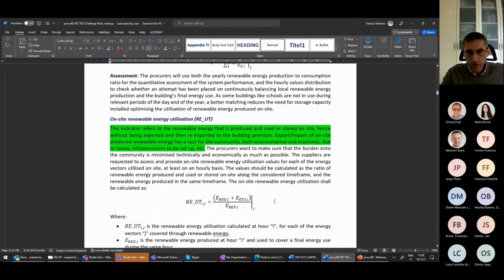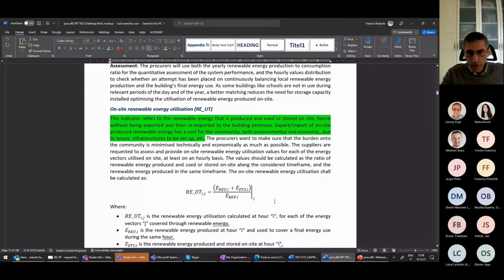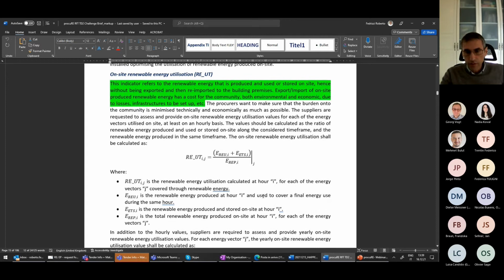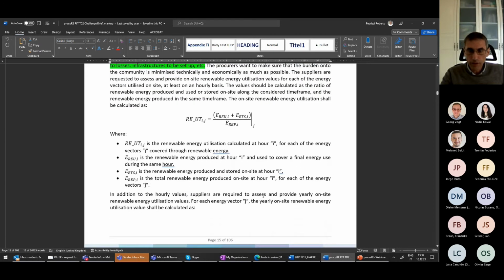And finally, what we want to understand is, from another perspective, very similar to the previous one, how much of the energy which is produced on site is directly used or stored. So again, using renewable energy production as a basis, we want to understand how much of that is directly used or stored on site. Therefore, again, how much the energy system of the building is going to impact on the grids around the building.